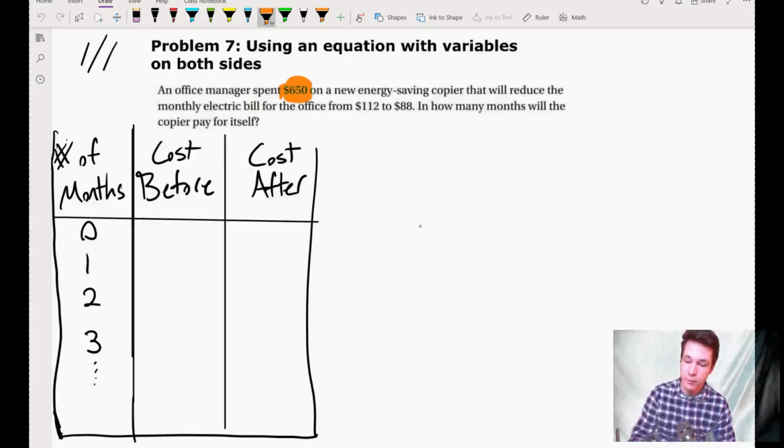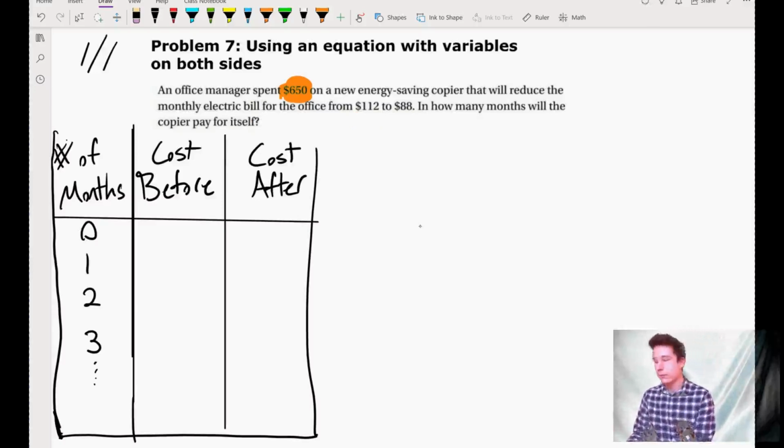They're trying to save some money. If you're paying $88 a month, that's way better than $112 per month, right? That's going to add up quick. In how many months will the copier pay for itself? It's essentially asking, in how many months will the copier pay for itself?